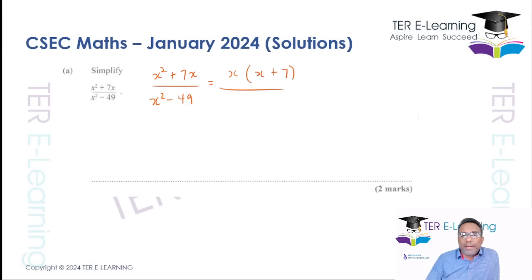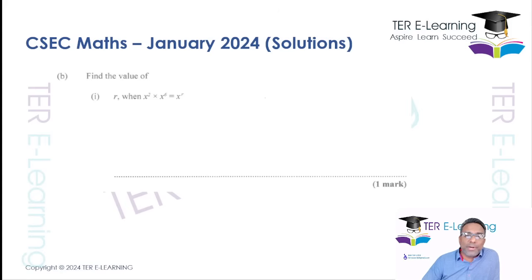At the bottom, or the denominator, we have a difference of 2 squares. x squared minus 49 is the difference of 2 squares, so this is going to be x plus 7, x minus 7. Therefore, something is going to cancel here. This will cancel with this, and we're going to end up with x over x minus 7. So that's how we're going to simplify that.